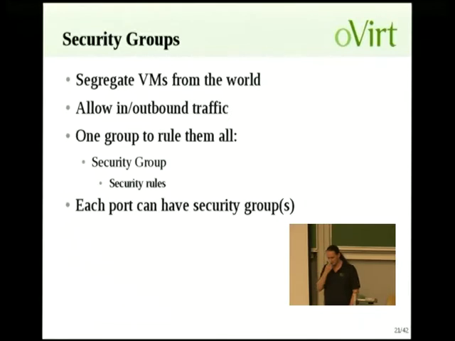In each security group, there are multiple rules. So you can define, for example, that you only want people to be able to SSH to the VM, or that you want to block outgoing traffic for a certain port range, or whatever rules you can think of. And each port can have one or more security groups attached to it.